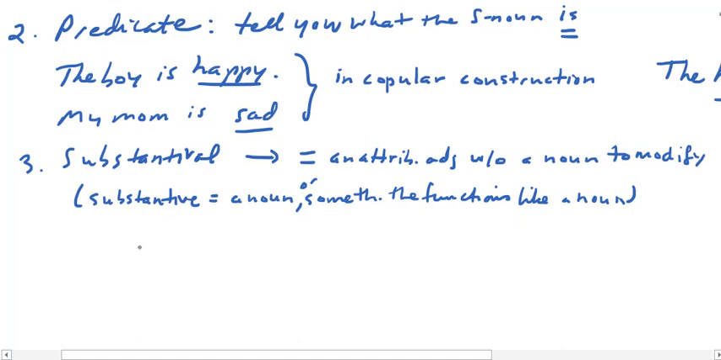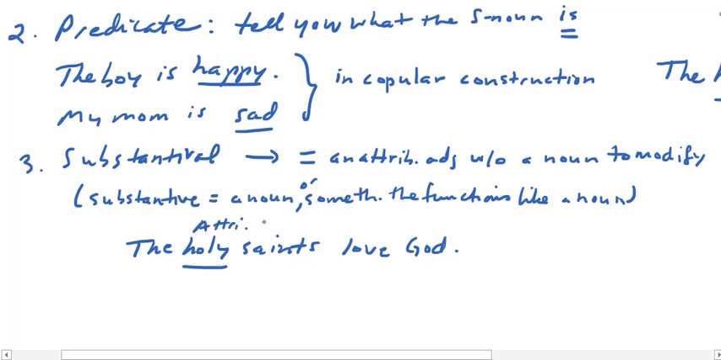But let me give you an example here. So let's say we have the holy saints love God. I know that's redundant if you know your theology. Okay? Where's my attributive adjective here? Yes. Holy is my attributive adjective. Is it telling me what kind of saints we're talking about? Yes. The holy saints. So that's an attributive adjective, right?